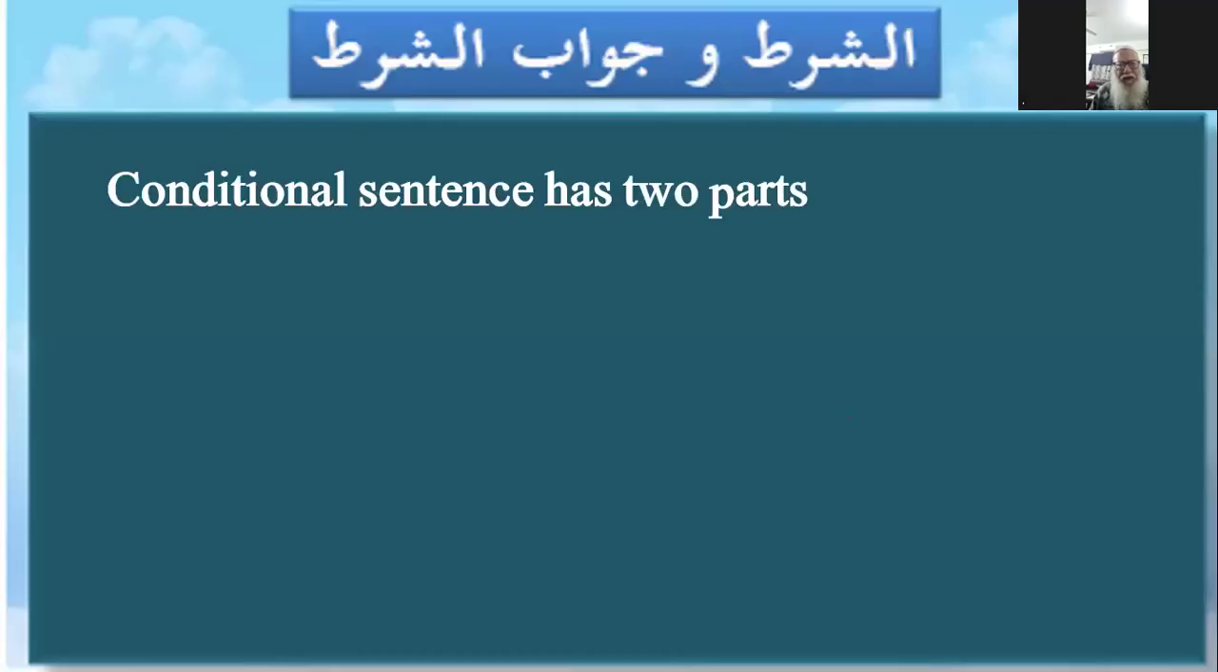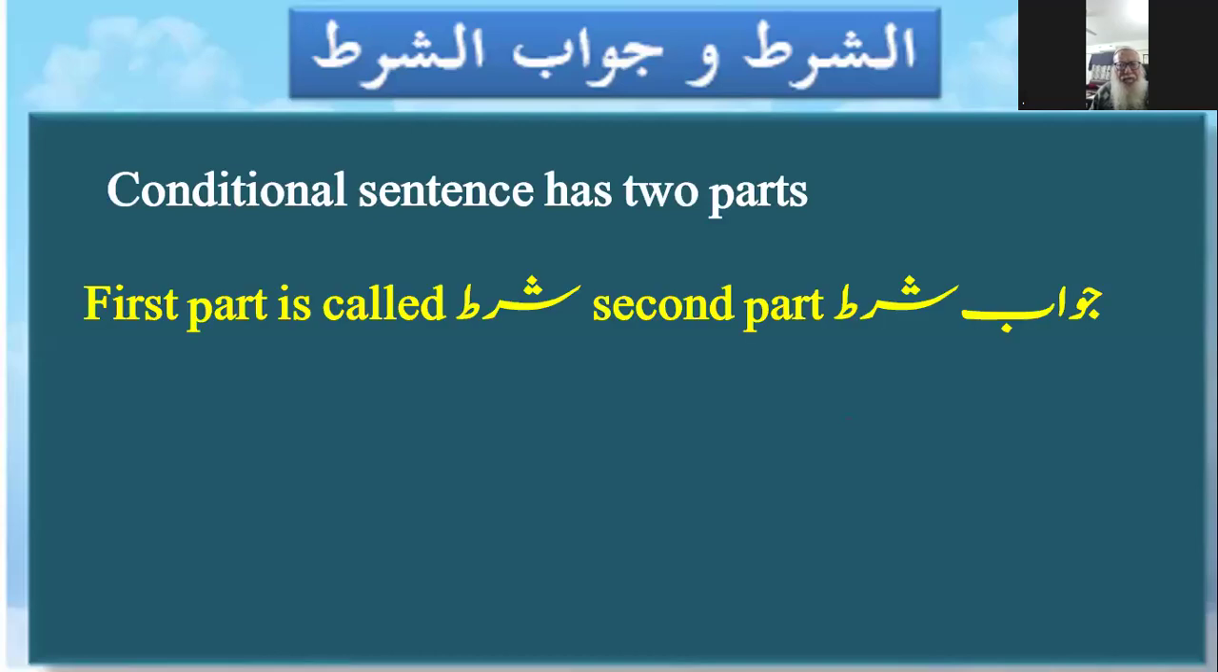So a conditional sentence has two parts. The first part is called shart. The second part is called jawabi shart. Just like Iza ra'ayta Khalid. When you see Khalid, now it is a shart. Iza is coming as the adat shart, meaning the letter for the shart. Ra'ayta is the fail shart. Khalida is the maful. So Iza ra'ayta Khalid, if you see Khalid, is a conditional sentence.